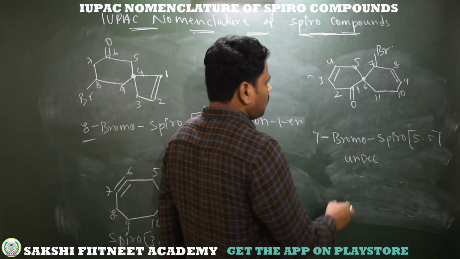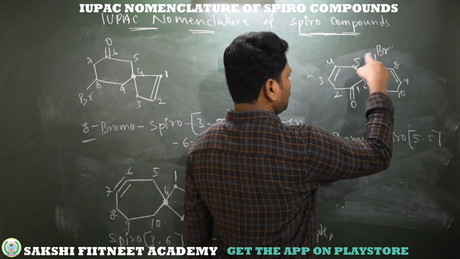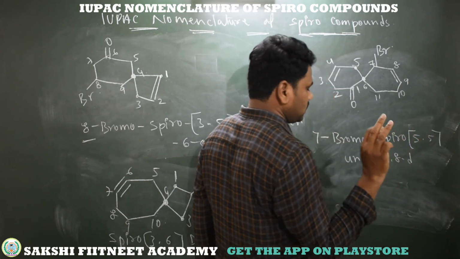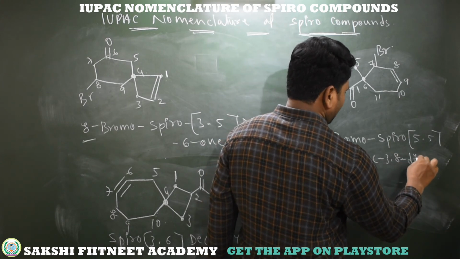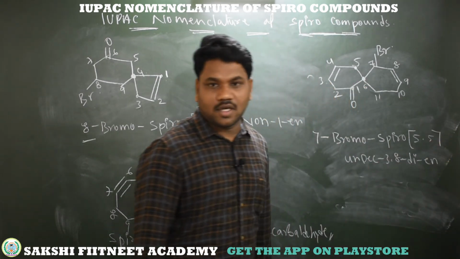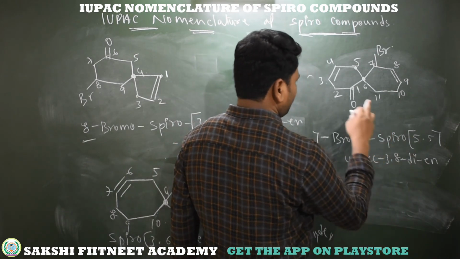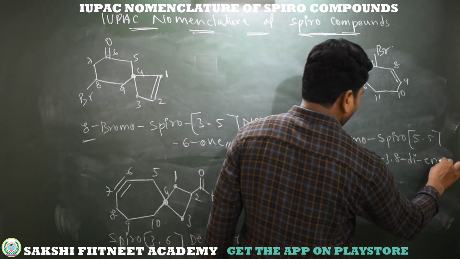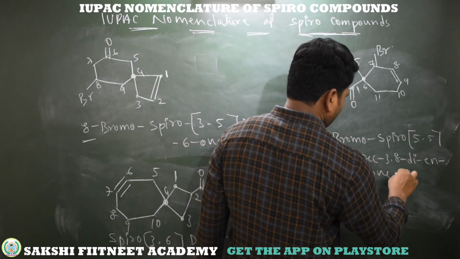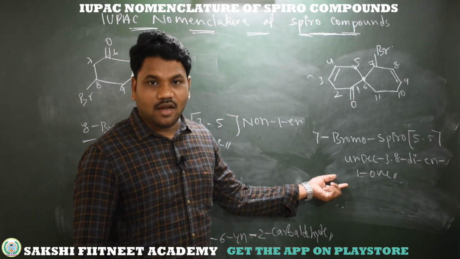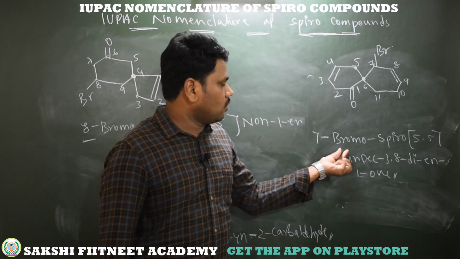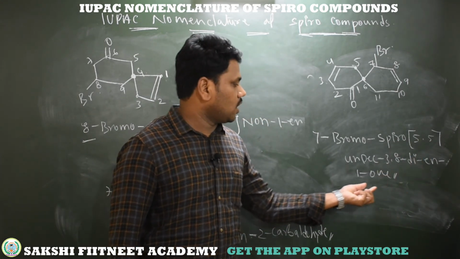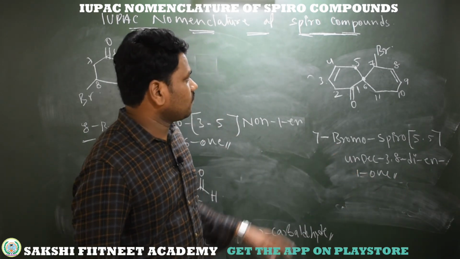Now we have unsaturation at the 3rd position as well as the 8th position: 3,8. Two double bonds are there, so it's di. The double bond primary suffix is ene. Now I am ending with the functional group as the secondary suffix. At the first position we have a ketone, so 1-one. This is the IUPAC name for this compound: 7-bromospiro[5.5]undeca-3,8-dien-1-one.